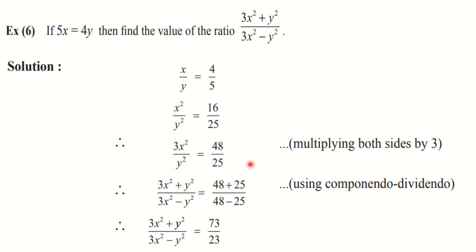Now we are going to use the property that is componendo dividendo on both the sides. Okay, that means do addition in numerator and do subtraction in denominator. So 3x square plus y square upon 3x square minus y square is equal to 48 plus 25 divided by 48 minus 25. Okay. So 48 plus 25 is 73 and 48 minus 25 is 23. This way we are going to solve it.